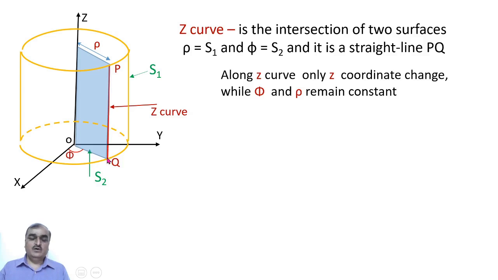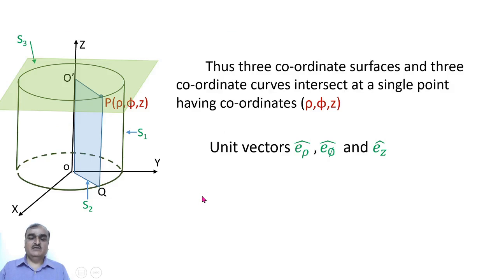At point Q, the value of z is 0. As we go above along the z axis, the value of z increases. From Q to P, the value of z increases. This way, the value of z varies from point to point. Rho is constant, phi is constant. This is the z curve. This way, we have seen three curves: rho curve, phi curve, and z curve.